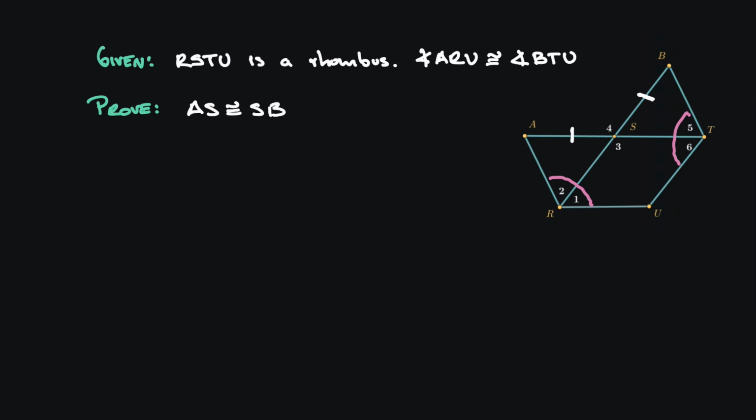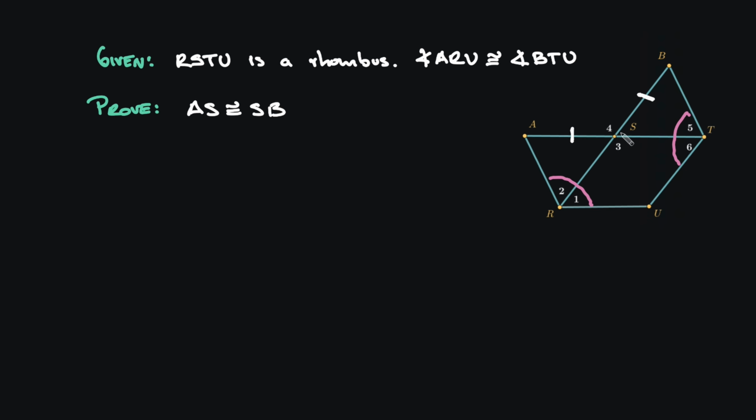Okay, so remember that to prove that two segments or angles are congruent, it's really useful that we think about how to prove that the two triangles, if we have triangles, in which those segments are, are congruent.